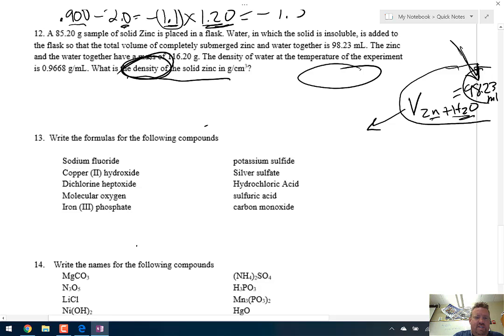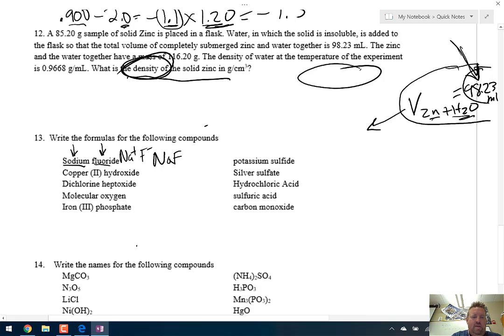So the first one, I see sodium and I see fluoride. I think, oh, metal, non-metal, that has to be ionic. If it's ionic, I have to think about charges. Sodium is Na+, fluorine is F-. So there's a 1 and a 1, so therefore the formula is just a simple NaF.